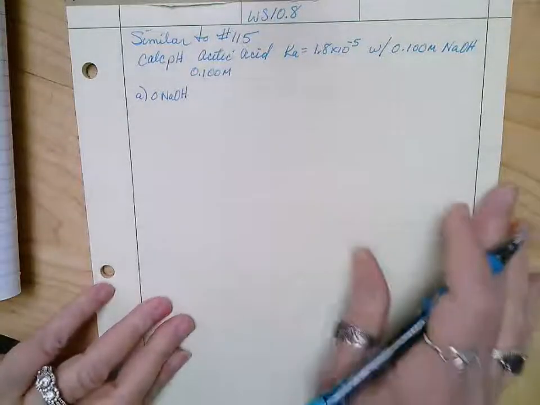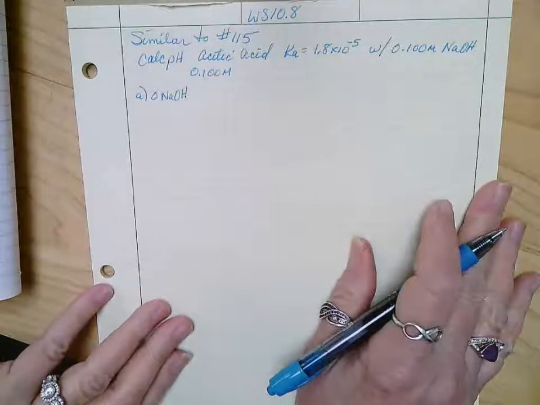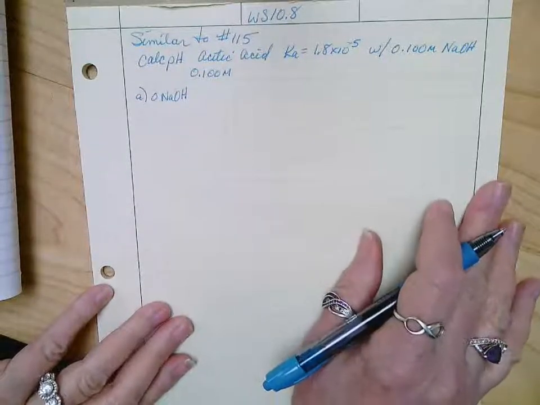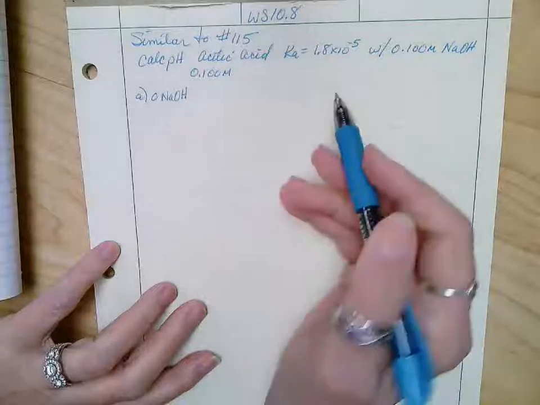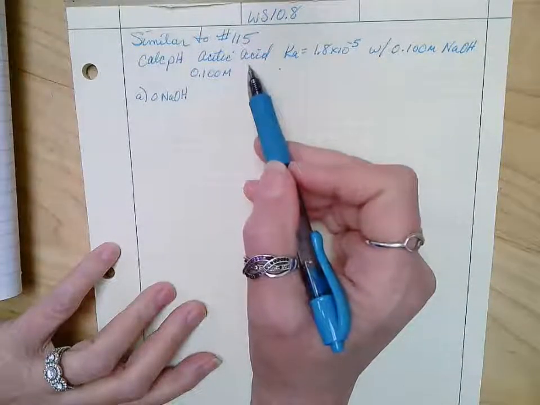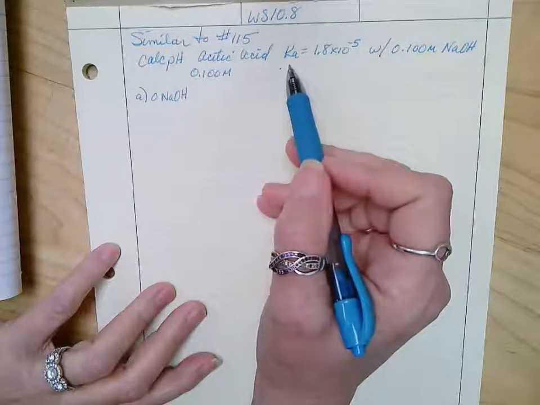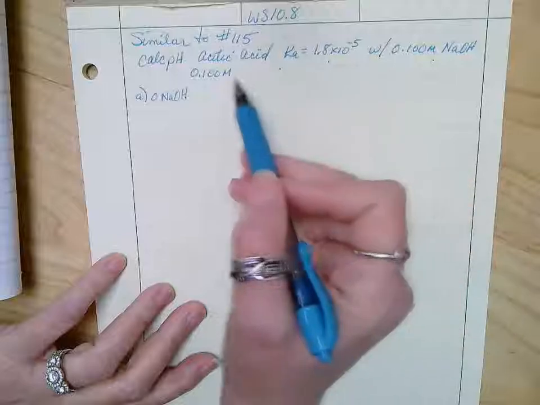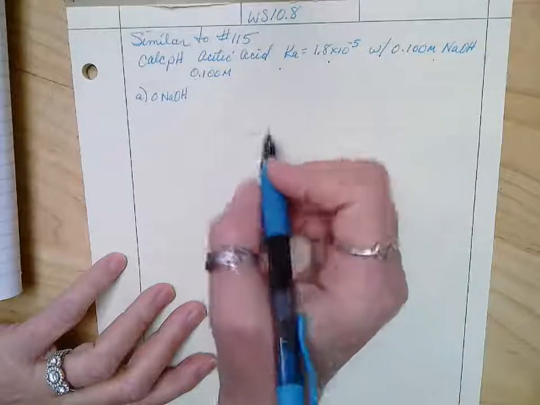Okay, so I'm going to do a problem similar to number 115, only this time I'm going to change it up a little bit so you can still work the problem. I'm going to use acetic acid instead of barbiturate, whatever that acid is. I've given the Ka here. I'm keeping the concentrations the same just to make it easy.